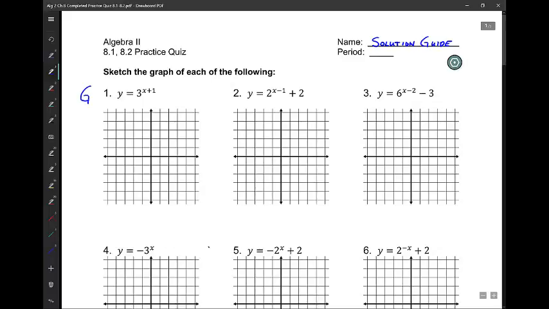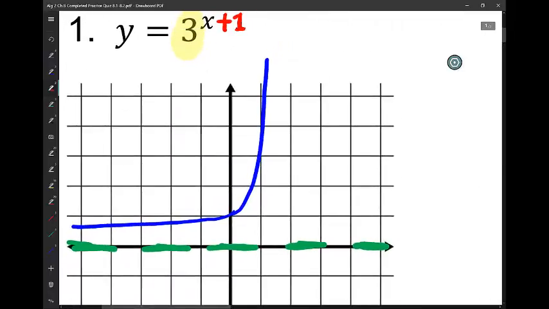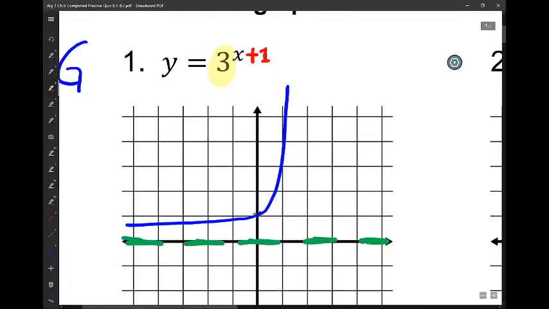I'm just going to put a G out to the side symbolizing growth. We know that it's growth because the 3 is greater than 1. So my parent graph is going to be a basic growth function with an asymptote at 0. That asymptote is going to stay at 0 because there's no plus or minus out to the side, but the plus 1 right here is going to cause our graph to have a shift to the left of 1 unit. So my y-intercept is going to come to here, and it's going to come up, and my growth function is going to be like so.